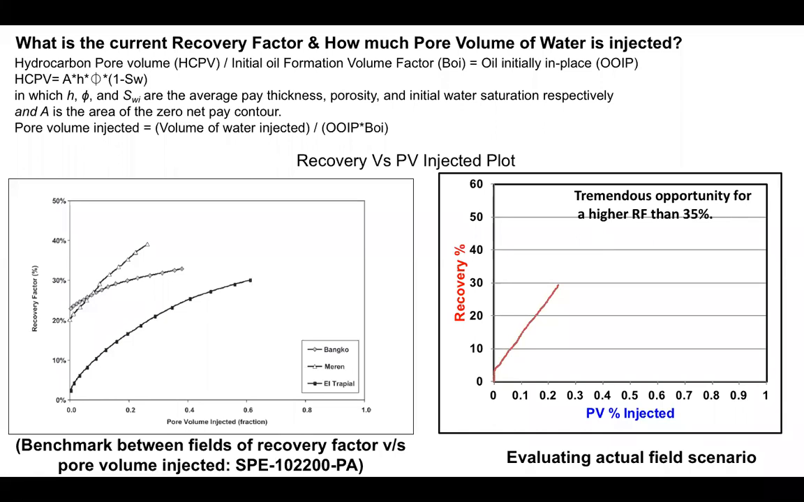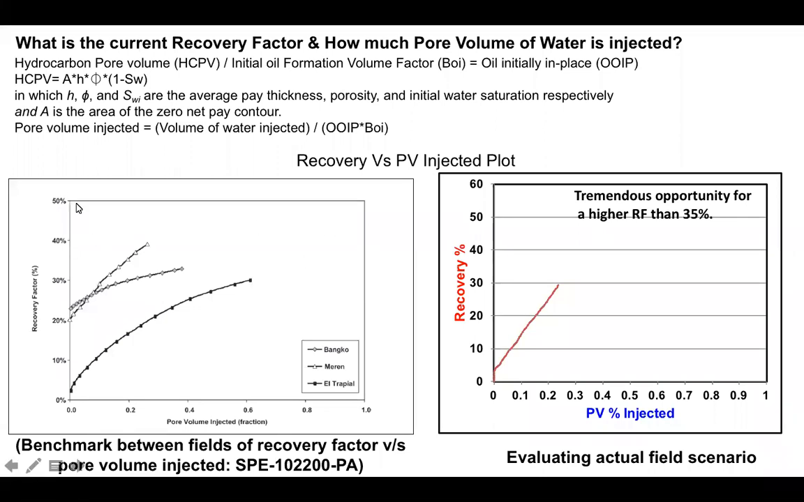Before moving on to the plots, I'll just explain hydrocarbon pore volume. Most of you here might know the oil initially in place formula, where it is hydrocarbon pore volume divided by the oil formation volume factor, where hydrocarbon pore volume is the product of area, thickness of your reservoir, porosity of your reservoir, and saturation. And pore volume injected is the volume of water injected relative to the hydrocarbon pore volume.